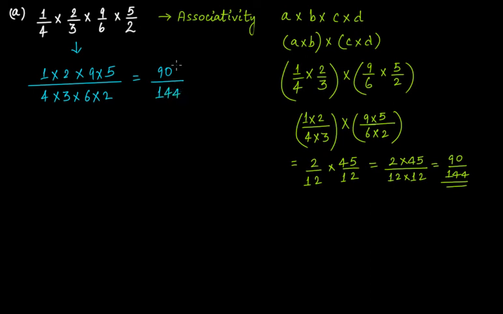Now tell me, will you prefer this one or this one? Clearly we can see that in this way to find the answer or the product, we simply have to multiply all the numerators together and all the denominators together. But in the other case, you have to first pair and then you'll have to again multiply two rational numbers. So this is the much faster and easier way.